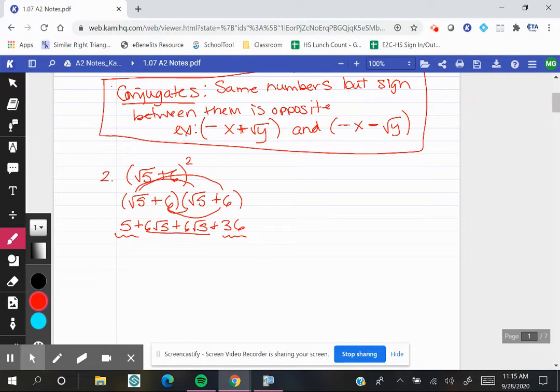So I have 5 and 36 is going to give me 41. And when I add radicals, I add the numbers in front of them. So I get 12 radical 5. This can also be checked in your calculator.